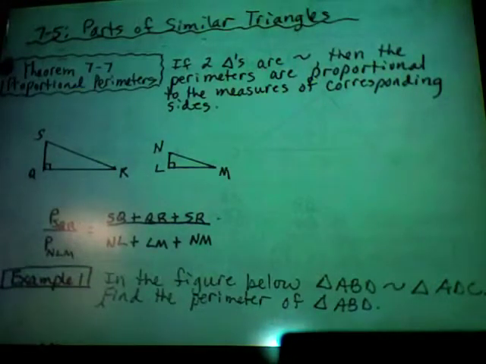Alright, so last section of the year, 7-5. Parts of similar triangles. So we're going to throw a lot of stuff together that we've learned before, or maybe we've seen in homework before, but haven't made that connection yet.